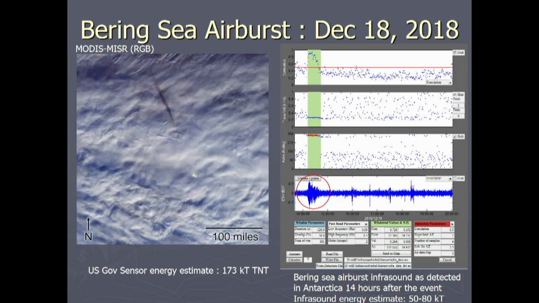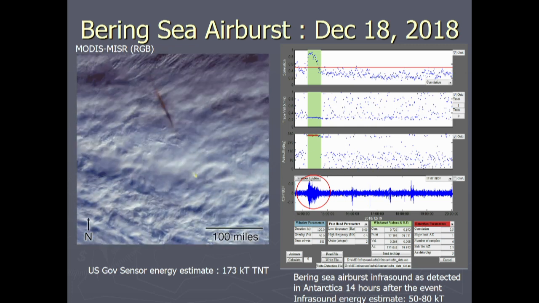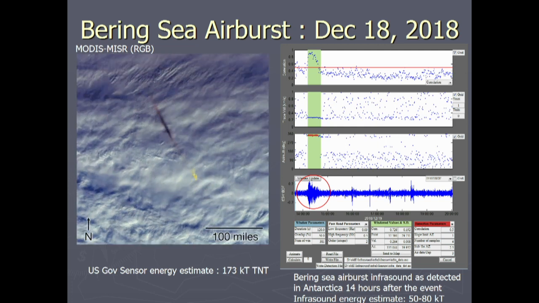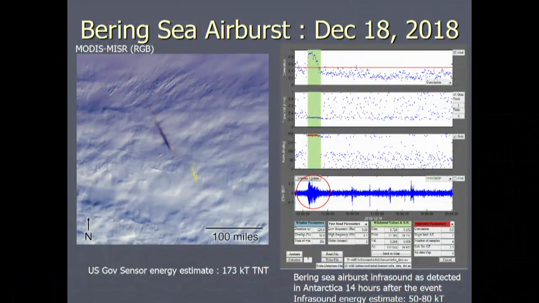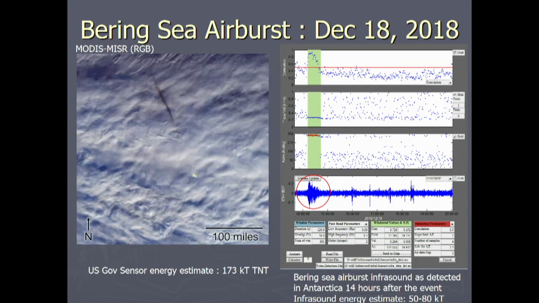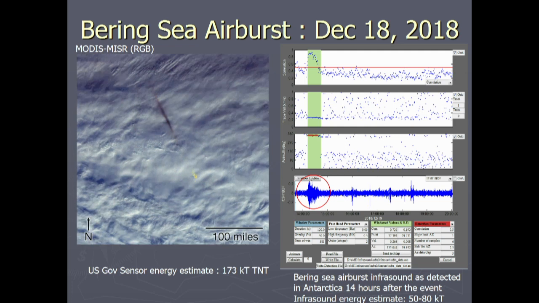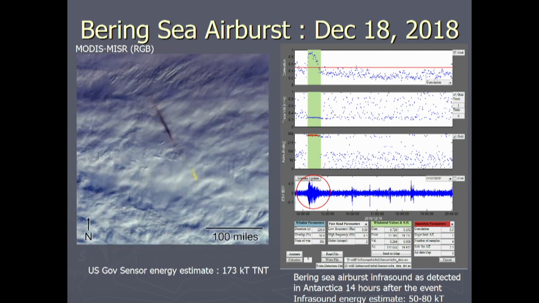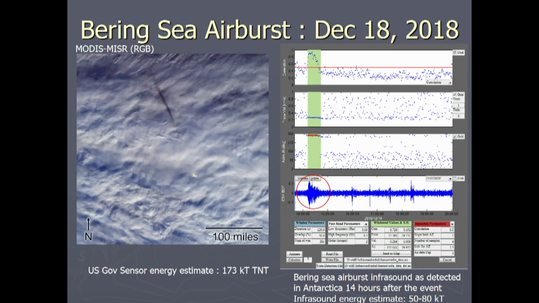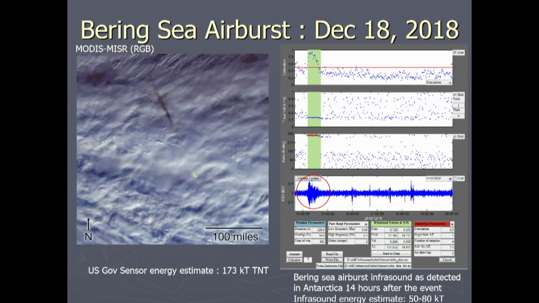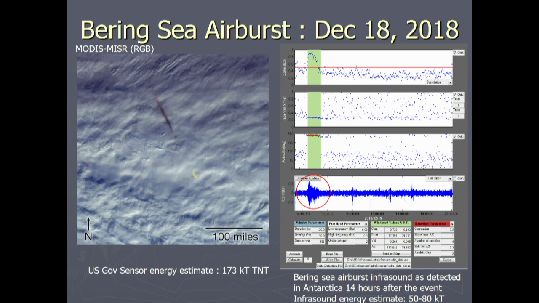So the point is we can take the energy that we get from the JPL data, and we can compare it to the energies we get just looking at period relationships. I point out in particular an event that happened just last year. This is an airburst that occurred over the Bering Sea. This is MODIS-MISR data showing the dust cloud and evolution over a period of a few minutes. This event was reported on the JPL site as having released 173 kilotons of energy. But if you look at the period globally of this event from many, many different stations, you get a very, very different picture. You get an energy more like 50 to 80 kilotons.